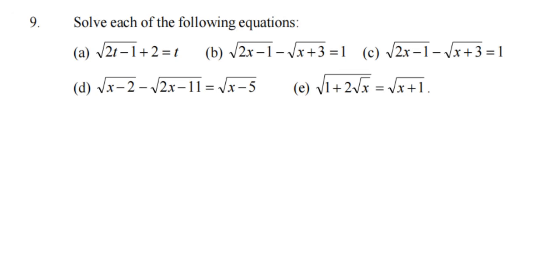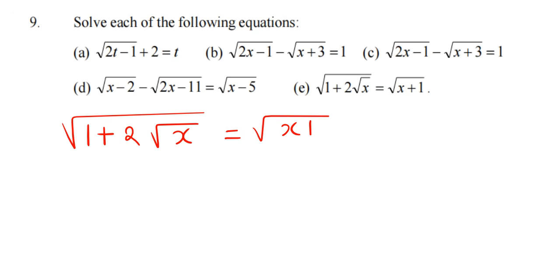Alright, so basically let's say we have 1 plus 2, we have another square, x, which is equal to the square root of x plus 1. Alright, so what are we supposed to do? At least for this one, we're not taking anything to any other side, we can just square, it's fine.